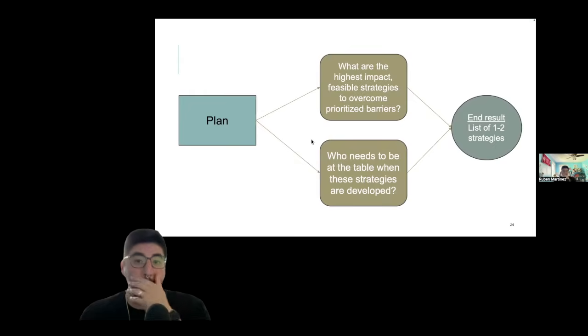All right, we're going to move on to our planning phase. So our primary goal is to have one or more strategies that are linked to those high priority barriers. And you might have one strategy for multiple barriers. That's totally possible. You might also have multiple strategies. So what we want to understand is what are the highest impact feasible strategies to overcoming prioritized barriers? And again, who needs to be at the table when those strategies are developed?